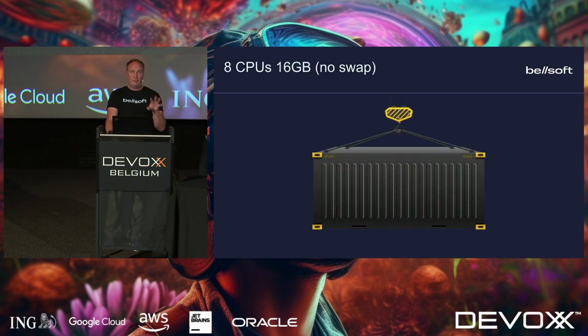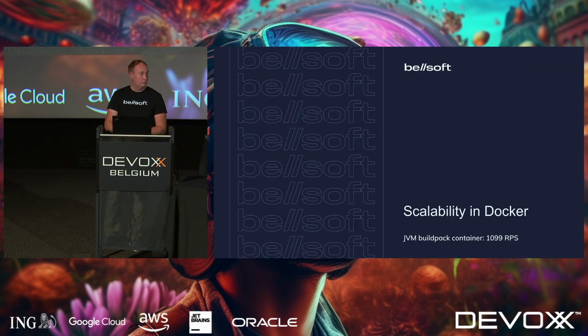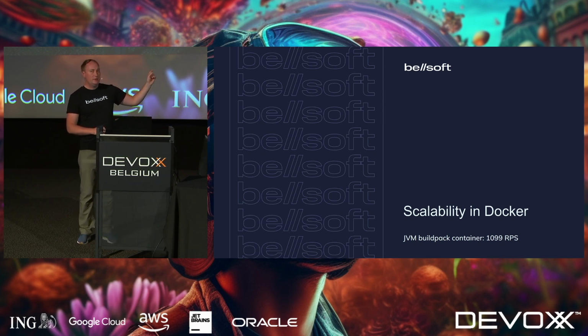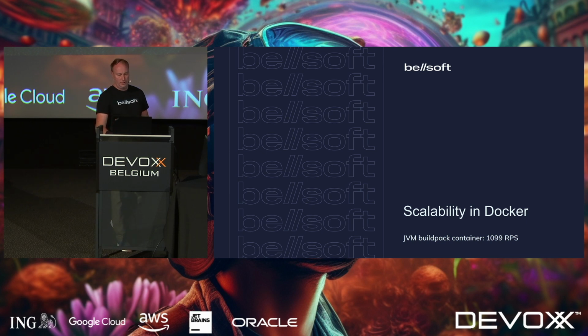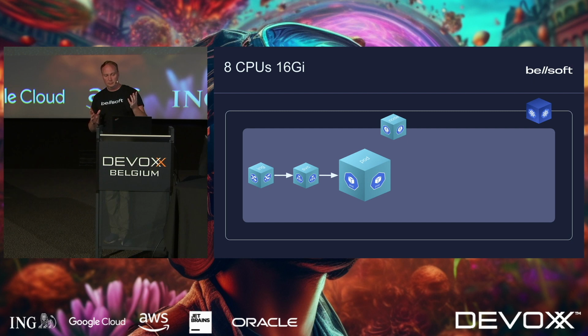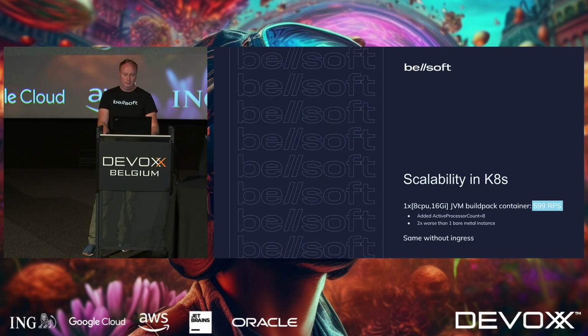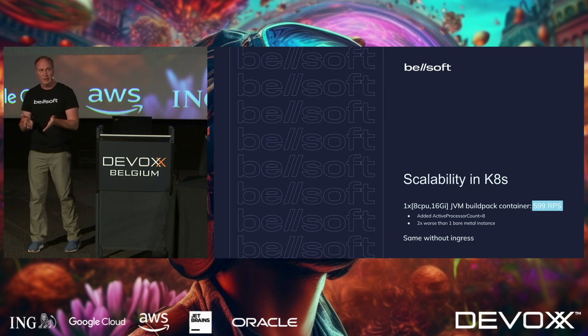So let's put this application into a container. No Kubernetes yet, just Docker. And let's run it. So the number here is slightly lower, but still it's different. And then we'll start with a single node with a single pod. What happens then? Well, the performance dropped dramatically.